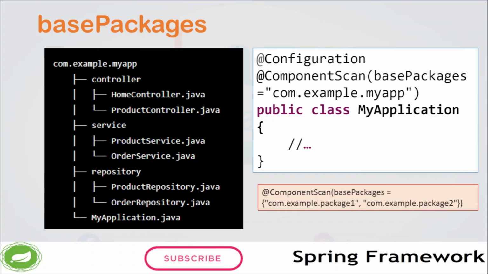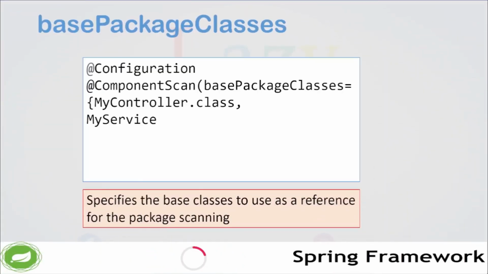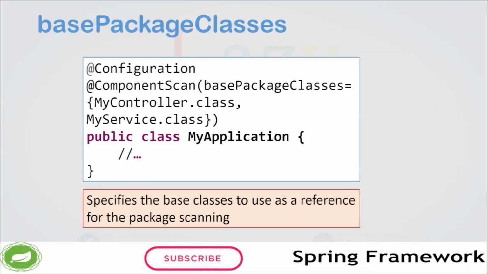We can also specify multiple packages. Here you can see only a single package is mentioned, but if we want to specify multiple packages, we can provide a list of those packages in curly braces as well. The next option is basePackageClasses. This option specifies the base classes to use as a reference for package scanning. Spring will use the package of the specified classes to search for the components. For example, we have MyController.class and MyService.class in this example. Spring will check these classes and their packages, and those specific packages will then be scanned for all other components which Spring can manage.